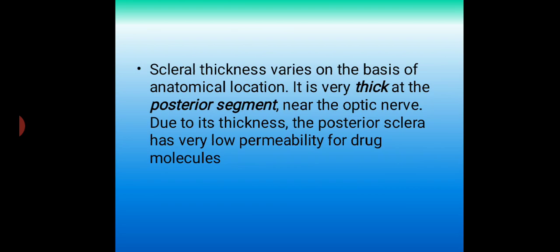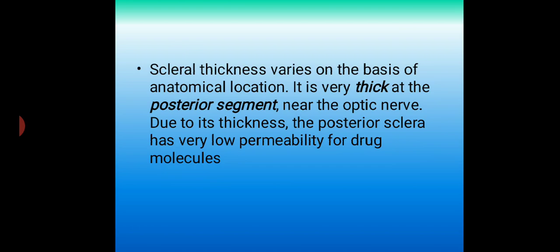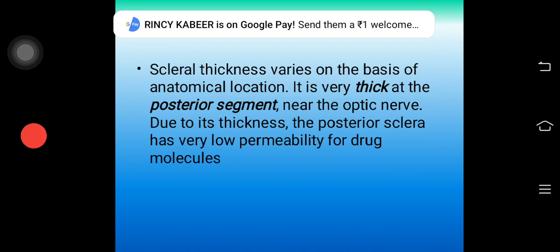It is very thick in the posterior segment near the optic nerve. Due to this thickness, the sclera has low permeability for the drug molecule. So the permeability of the drug through the sclera is not an even process. It varies from position to position, location to location. The reason behind this is the varying thickness of the sclera. So that's all about the sclera, how the sclera acts as a barrier.